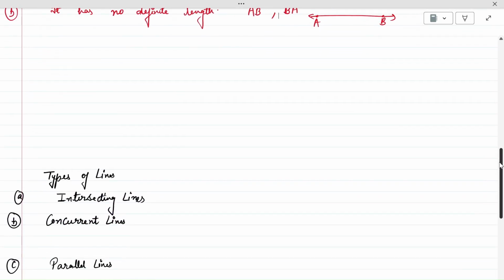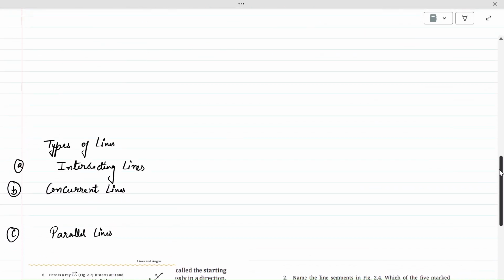Next, we will move to the types of lines. A line can be of different types. First, we can have intersecting lines. Intersecting lines are those lines which cut each other, which intersect each other. An example is this and this.